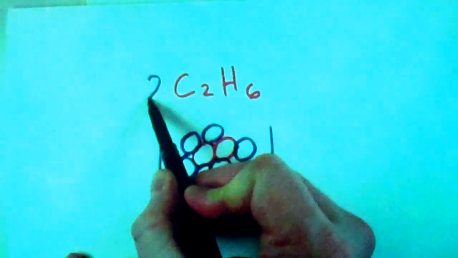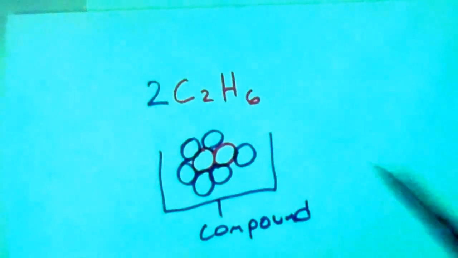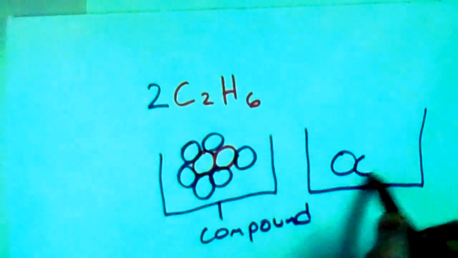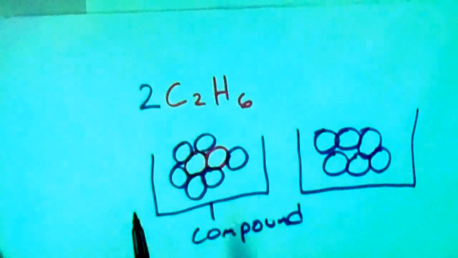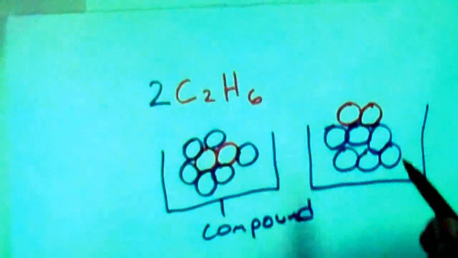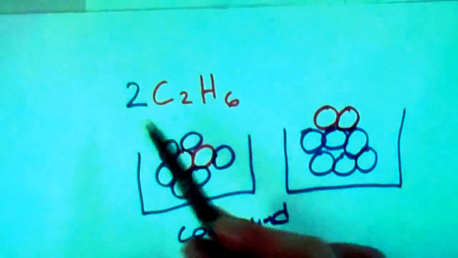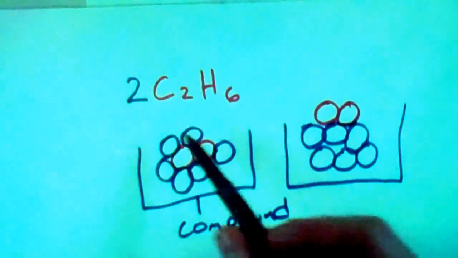Now, if I had a 2 in front of this, a coefficient of a 2, it would mean that I have 2 full sets of this compound. So I would have to draw this all over again. Okay, and then I would take my red to represent my carbon, and I'd have 2 right there. Okay, so I would have 2 sets of C2H6. 1 set, 2 sets.